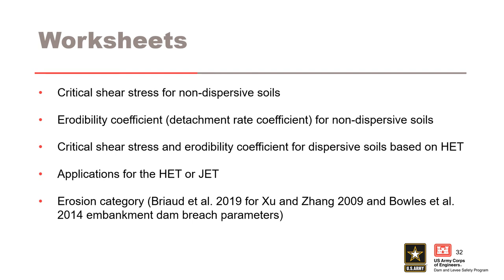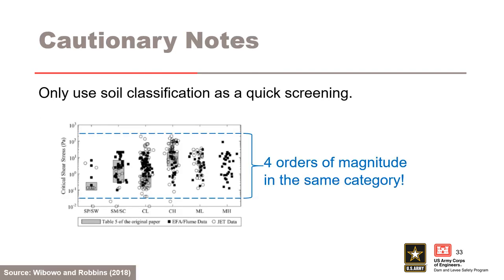Finally, there are also worksheets to help estimate just broad erosion categories for compatibility with some of the other assessment tools used in analysis of embankment failure processes. Regarding that last bullet about the categories, I'd just like to make one final cautionary note. USCS soil classification has been clearly demonstrated to not be a good indicator of erosion properties.